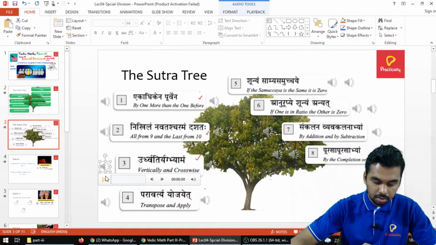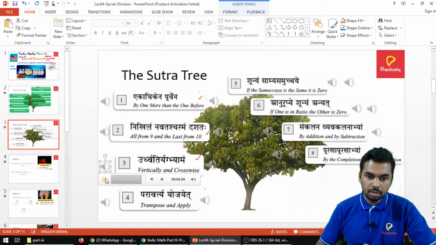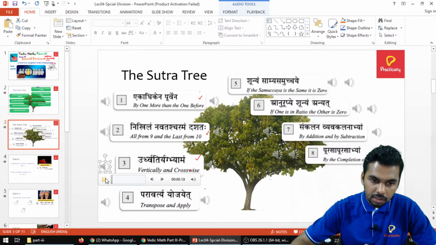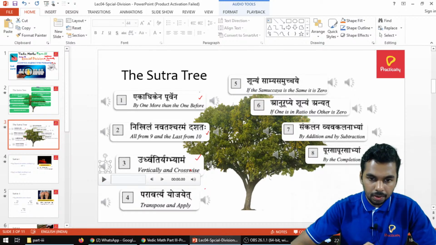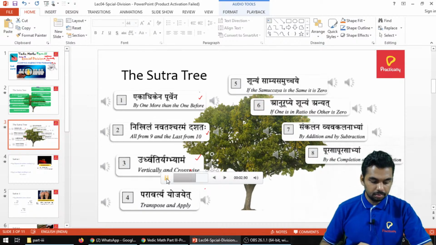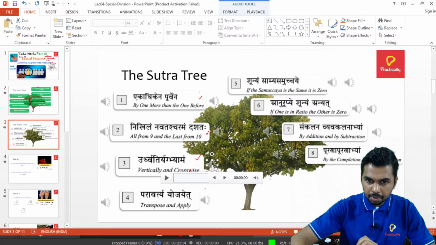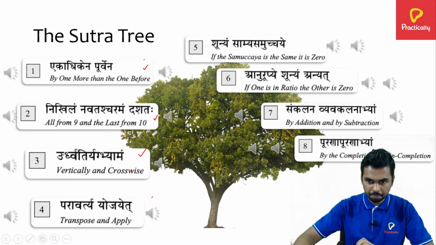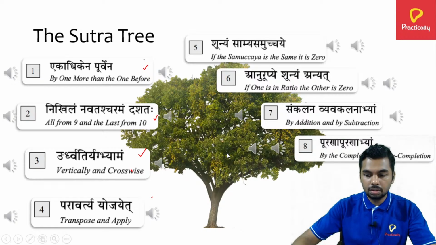Urdhva tirgbhyam. Urdhva tirgbhyam. Vertically and crosswise. Ekatikena nikhilam navatascharamam dashataha and samuchchayate.